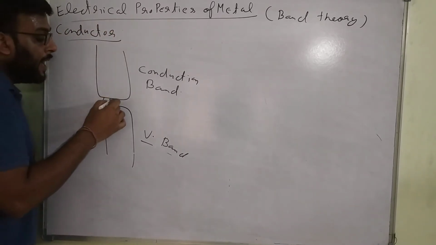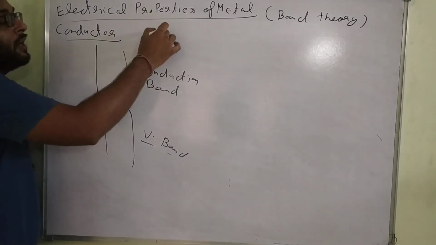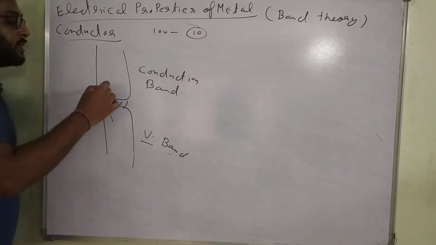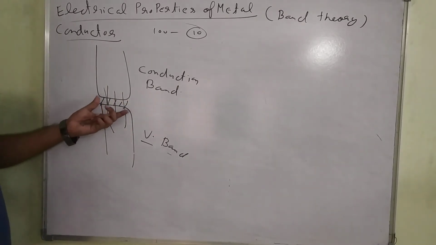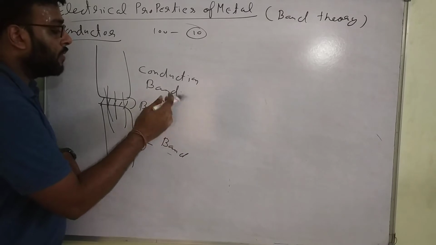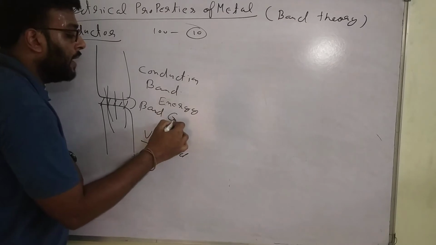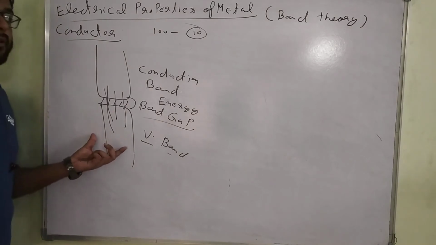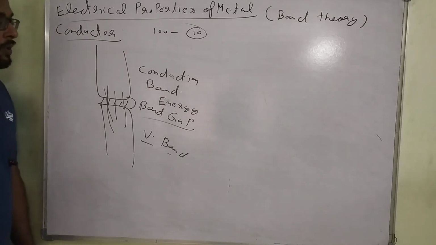The band energy gap is very small. Suppose the criterion is that 100 out of 10 are passing. All the students can easily pass, whether they study or not. So the band gap is very small. That is called the energy band gap. What is the energy band gap? It is the distance between the valence band and the conduction band. I hope you get it.